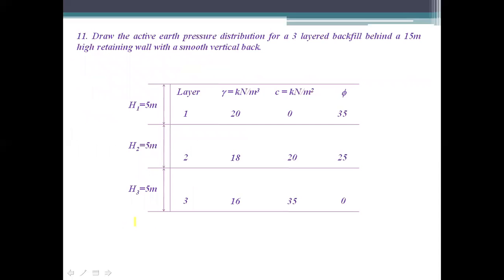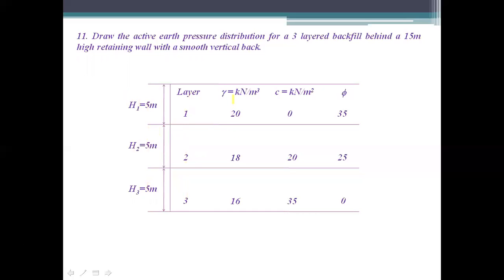Now the next, 11th numerical: draw the active earth pressure distribution for a 3-layered backfill behind a 15-meter high retaining wall with a smooth vertical back. See, in this problem you are given 3 layers of equal heights. Layer 1 H1 equals 5 meter, H2 equals 5 meter, and H3 equals 5 meter. So there are layers 1, 2, and 3.